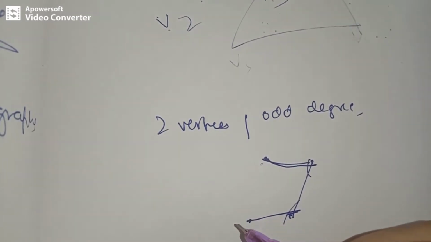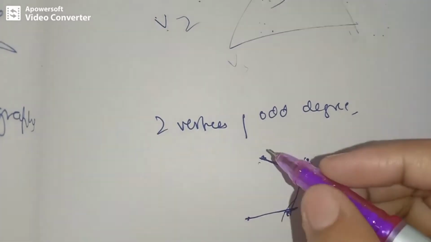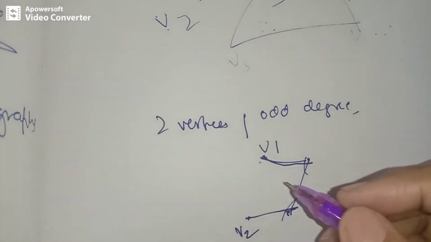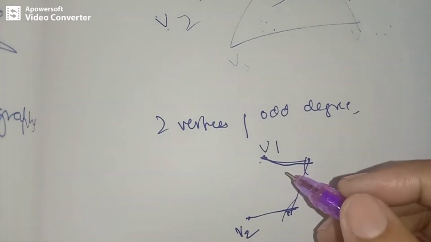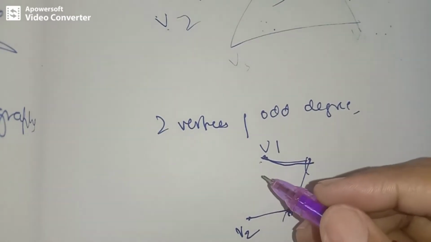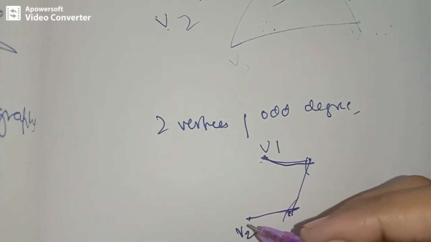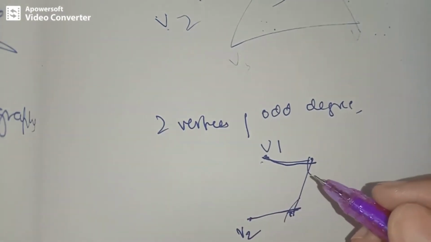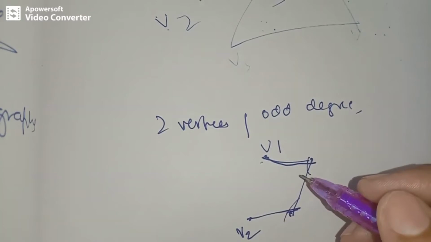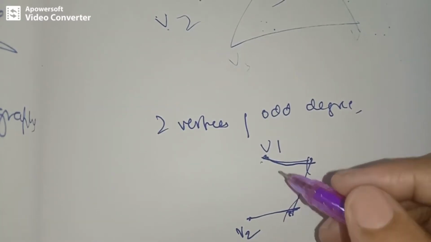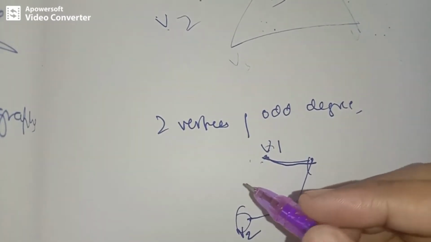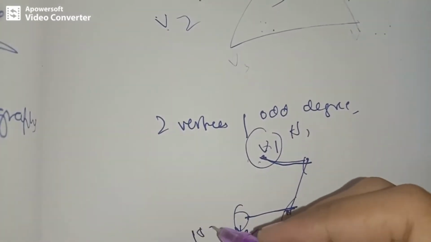Let us also prove this theorem. Let us denote the two vertices of odd degree as V1 and V2, and suppose there is no path connecting these. Let us assume the opposite, that there is no path connecting these vertices. That means we cannot move from vertex V2 to V1 or V1 to V2. Then the graph is clearly disconnected, right? And V1 and V2 obviously belong to two different components if the graph is disconnected. Let's say H1 and H2.